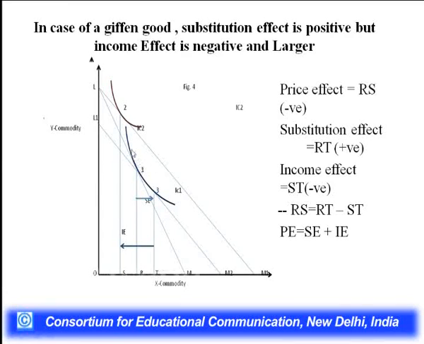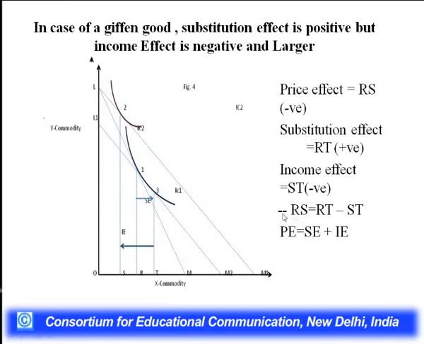And if the income is given back to the consumer, he will again be on IC2 and equilibrium number 2, showing that he is buying OS of the commodity. So here minus ST is the income effect. So you see that substitution effect is RT, income effect is minus ST.